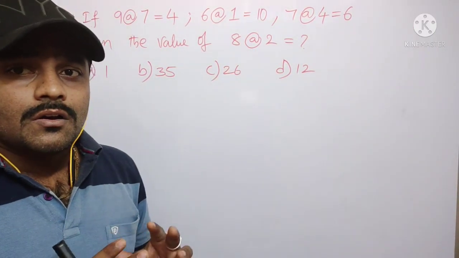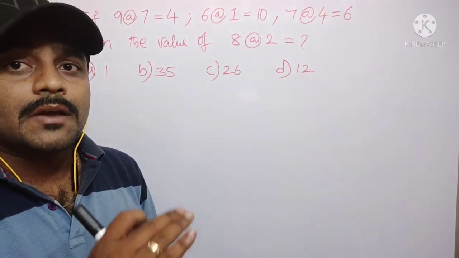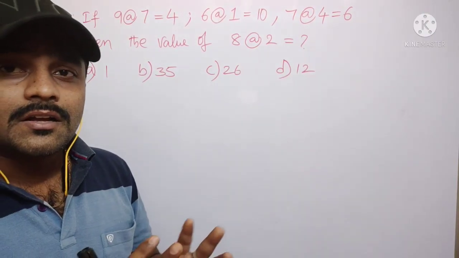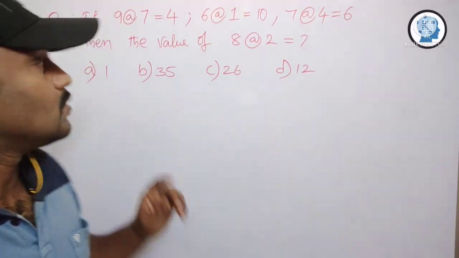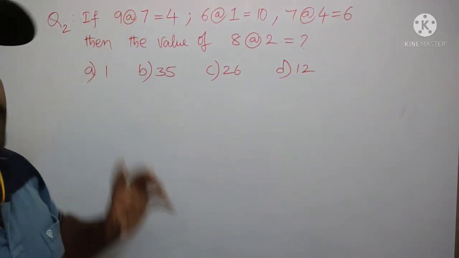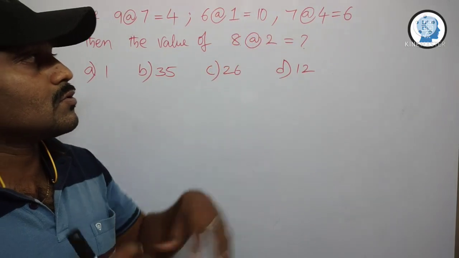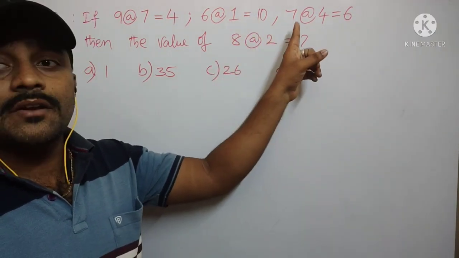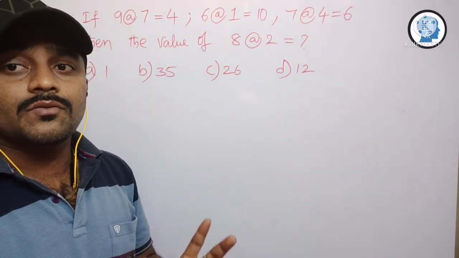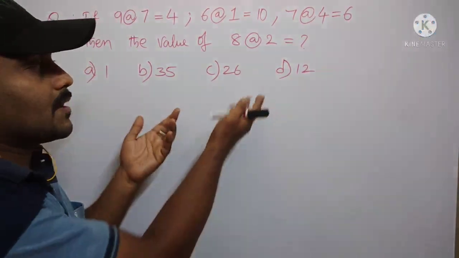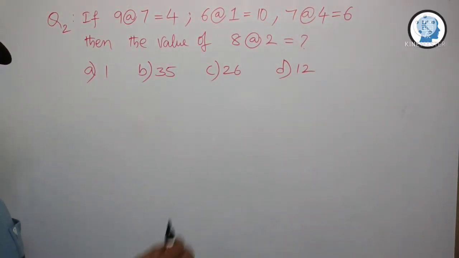So the special symbol given is at the rate. First of all, keep at the rate away and try to use the numbers and get the RHS value. 9 and 7 we have to use to get 4. 6 and 1 we have to use to get 10. 7 and 4 we have to use to get 6. If you find that logic, then the same logic we can apply for 8 and 2 also. So let's see the solution.